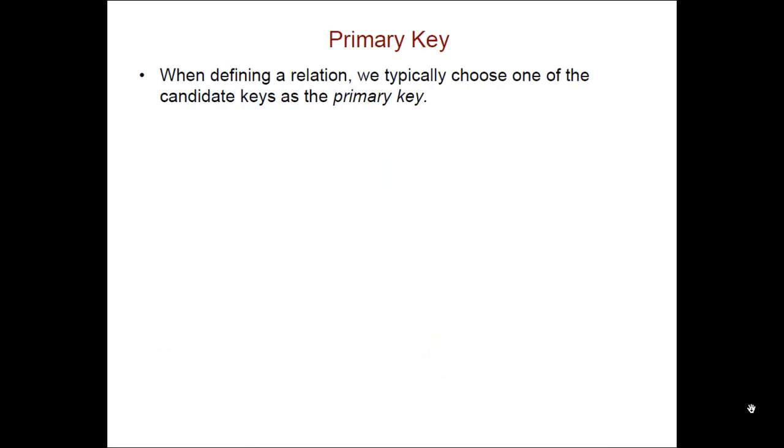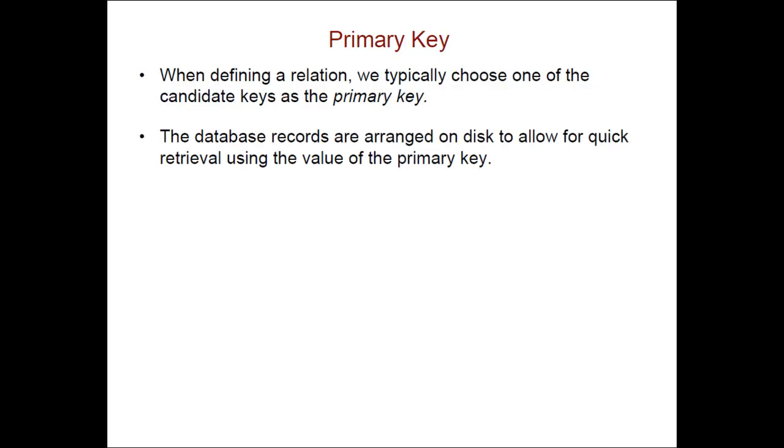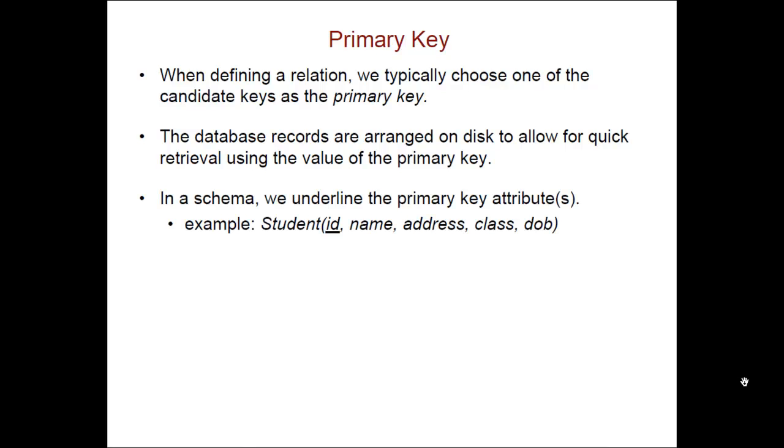Now, what we typically do when we define a relation in an actual database is we choose one of the candidate keys as what is known as the primary key. And that primary key is used when the database system is arranging the table on the disk. It actually organizes the data so that we can quickly retrieve things using the value of the primary key. And when we write the schema of a relation, we typically underline the attribute or attributes that are making up the primary key. So for example, if we choose ID as the primary key, we would underline ID in the schema of the student table.